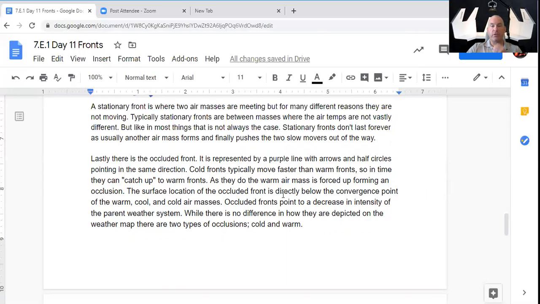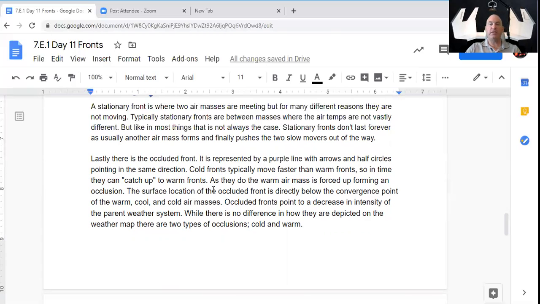The surface location of the occluded front is directly below the convergence point of the warm, cool, and cold air masses. So it's not too cold and a warm. It's not too cool and a warm. It's a cold, a cool, and a warm. Typically, you've got to have one of each to have an occluded front.